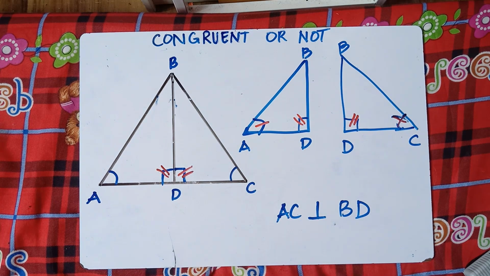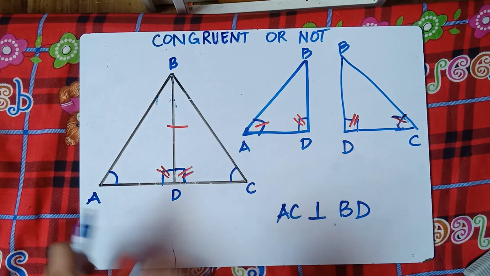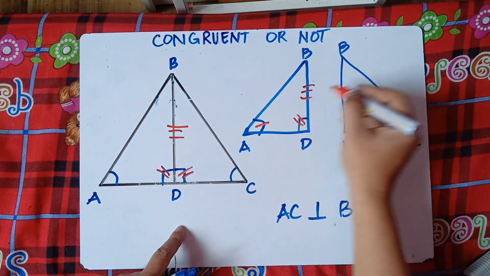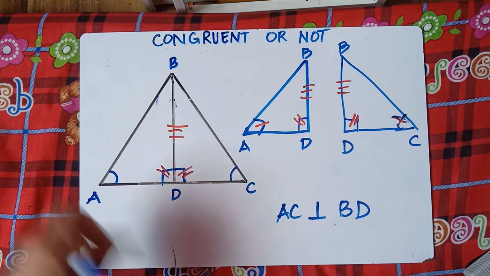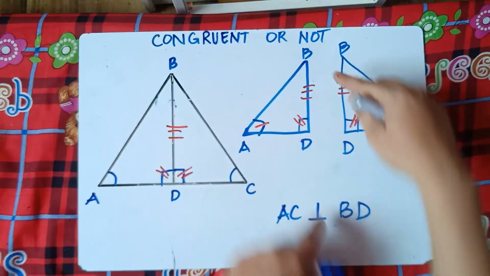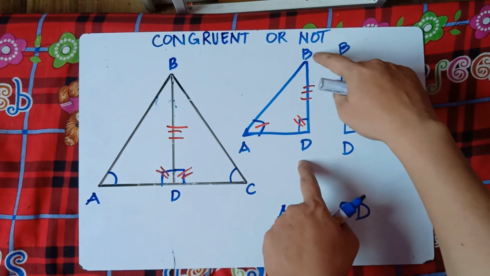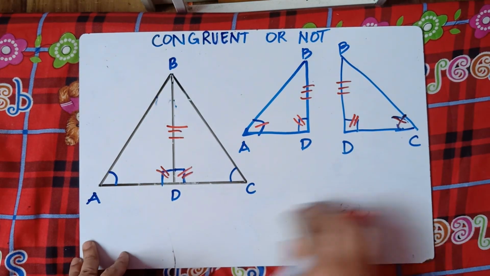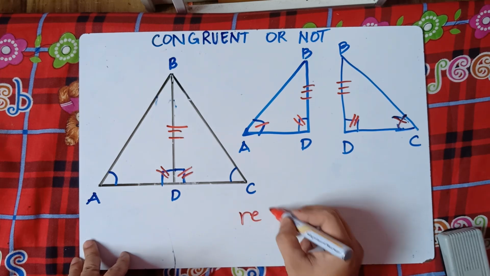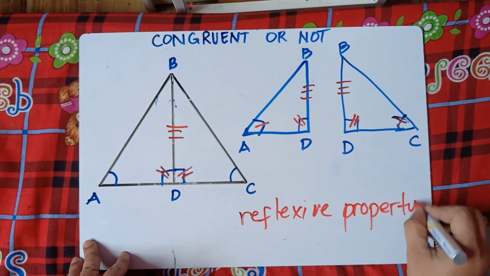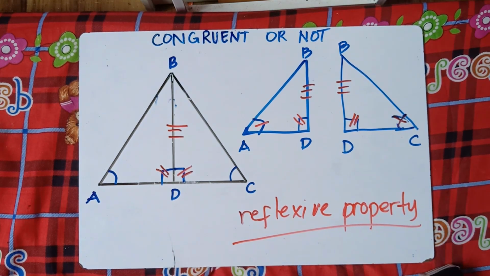What about the side, sir? Yes, they both share the same side. Where's that, sir? This side. Have you checked this one, class? They both share BD. This BD is congruent to this side. Have you noticed? Right, that's correct. So this side is congruent to this side, according to our reflexive property. Do not forget about that one, class. Reflexive property. What is reflexive property, sir? They both share the same side. That's what we call the reflexive property.